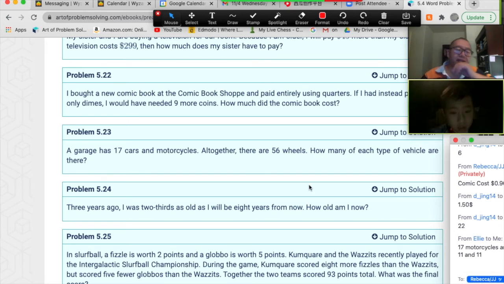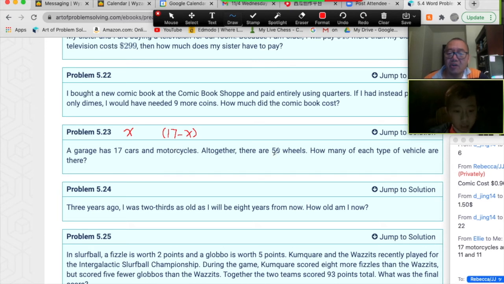Okay, now let's suppose you have X number of cars, right? So then how many motorcycles will you have? Because the number of cars plus the number of motorcycles will equal 17. So that means the number of motorcycles will be 17 minus X, right? This one represents the number of motorcycles.